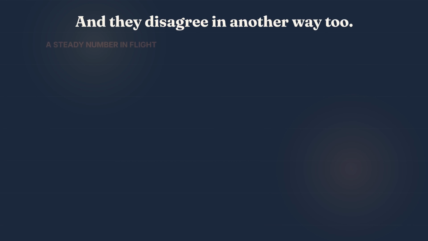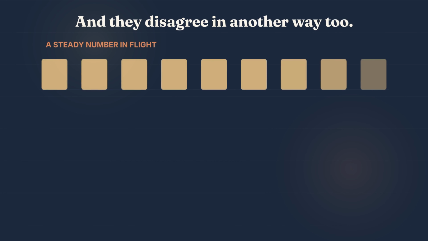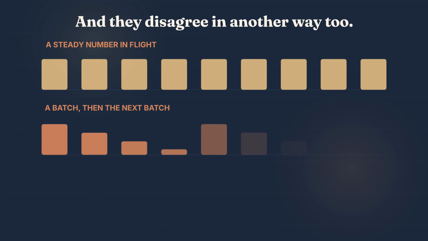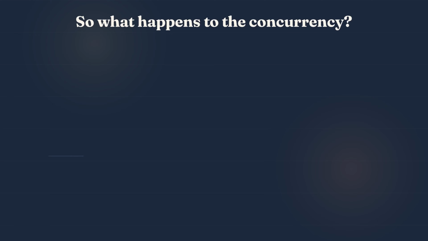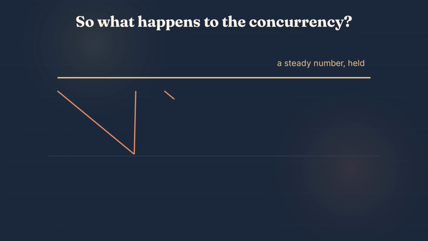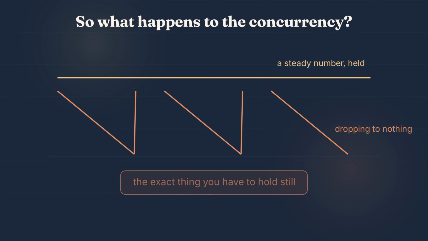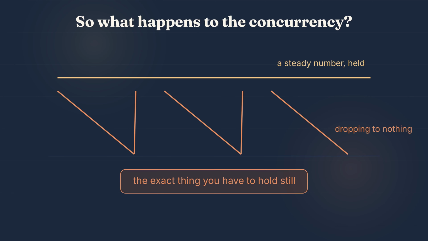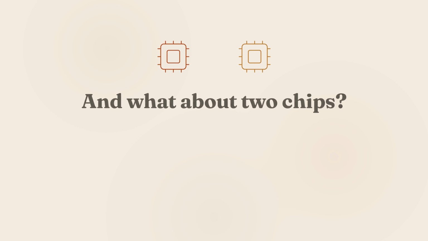And those two disagree in another way too, and you already worked this one out a minute ago. One of them keeps a steady number of requests in flight the whole way through. The other sends a batch and then waits for that whole batch to finish before it sends the next one. So what's happening to the concurrency while that batch drains away? It's dropping to nothing. That's the exact thing we just said you have to hold still, and one of those tools isn't holding it. So 2 tools can disagree.